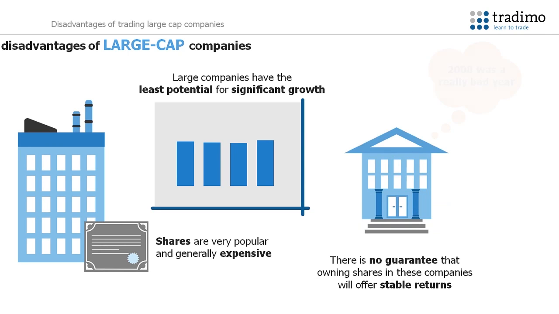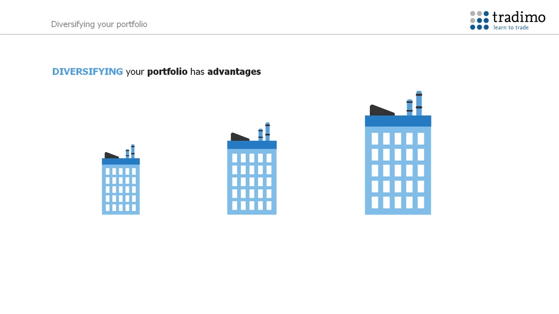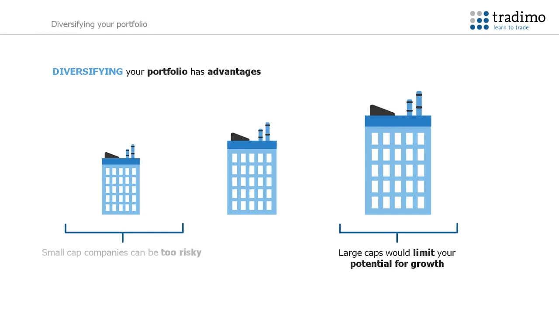For example, banks were once seen as stable large cap companies. However, since 2008, many banks have gone out of business or seen their share price collapse. You can look to diversify your portfolio among companies of different capitalization to avoid your portfolio being heavily weighted in one section. Owning a high percentage of large caps would limit your potential for growth, while owning a high percentage of small cap companies can be too risky.